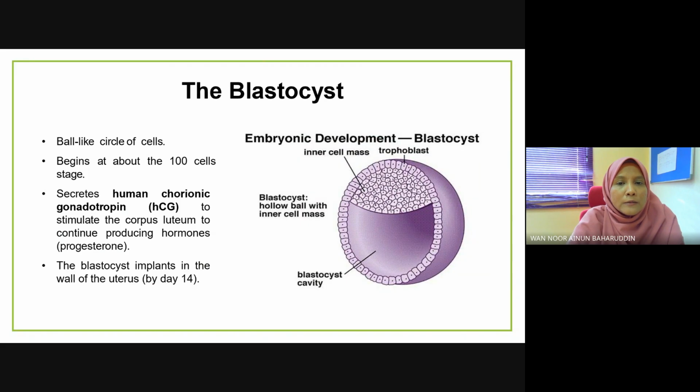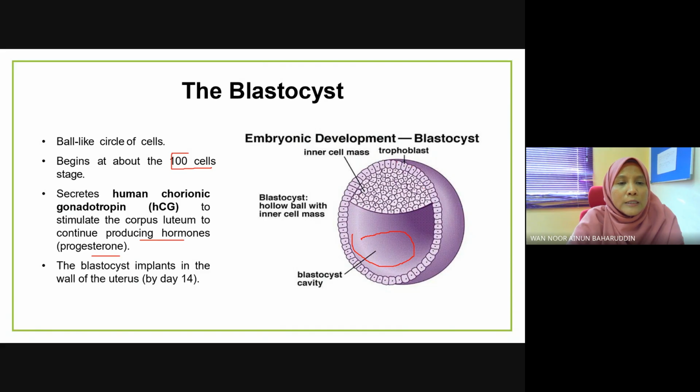Then the blastocyst. We have the blastocyst cavity there. It's a ball-like circle of cells, all of the cells like a ball. It begins when there are a lot of cells, about the 100-cell stage. And here, they secrete HCG. For what? To continue producing the hormone progesterone. This is for the development of the uterus, the uterine site.